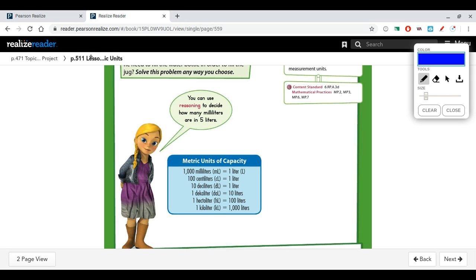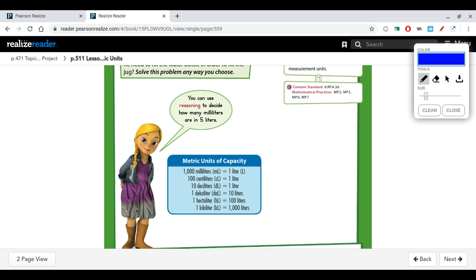Okay, so let's take a look at your solve and share. It says, Sam has a water bottle that holds 250 milliliters of water when full. He needs to fill a 5-liter water jug for his team. If Sam uses the water bottle to fill a jug, how many times does he need to fill the water bottle in order to fill the jug? Solve this problem any way you choose.